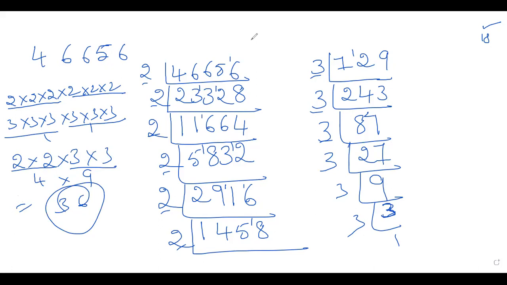We'll go for the next one. Find the smallest number by which each of the following numbers must be multiplied to obtain a perfect cube. Already we have done like this, right, children? 243 is not a perfect cube. So which number are you going to multiply? Find by prime factorization.